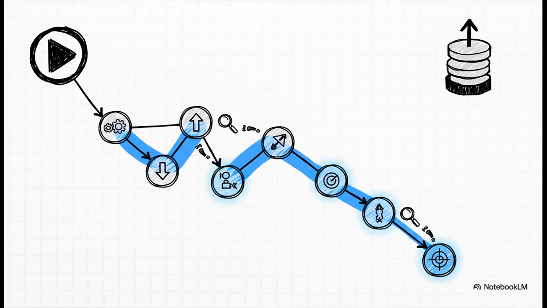Okay, our second method is totally different. It uses a classic graph traversal algorithm called depth-first search, or DFS.